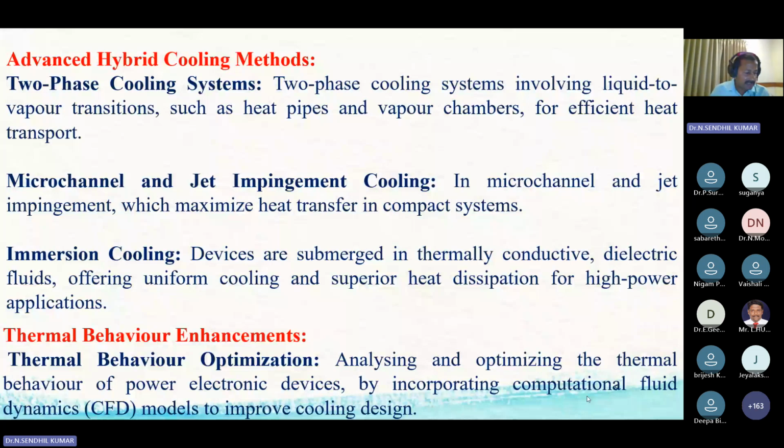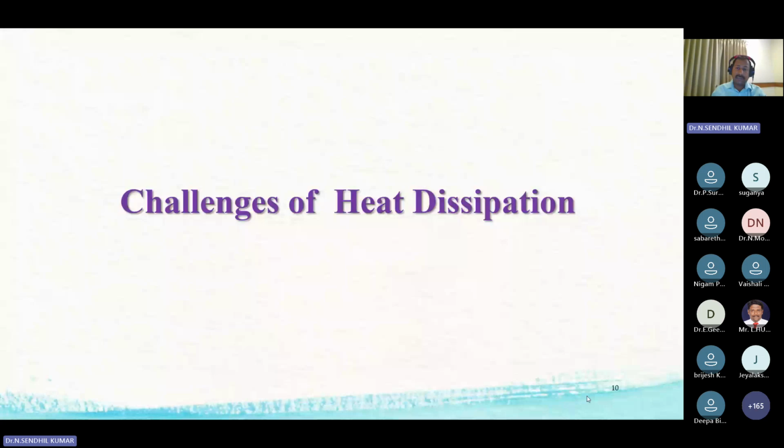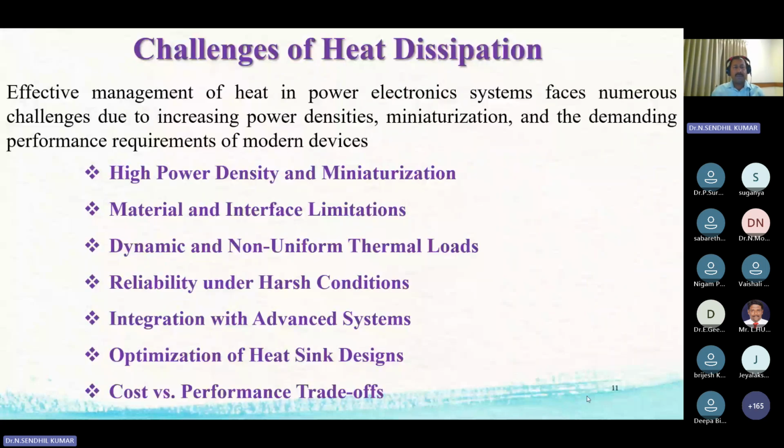Now, when you are dissipating heat, what are the challenges involved? We will see that. Whatever I said, passive, active, and advanced cooling techniques, that is micro channels, jet impingement, and immersion cooling, all those things: when you implement them in power electronics, what are the challenges you are going to face? If you want to effectively manage thermal management of heat in power electronic systems, these are the challenges.